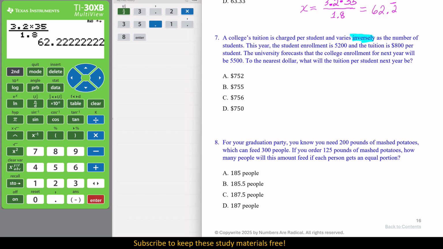Oh, that was a little clumsy. Doesn't matter. Okay, so we have number of students, and then we have the big price. So we can go ahead and set up, and let's look at number of students. They're saying if you have 5,200, then you have $800. But remember, we have to be inverse. So we still have that. We start out at 5,200, but then we go to 5,500.